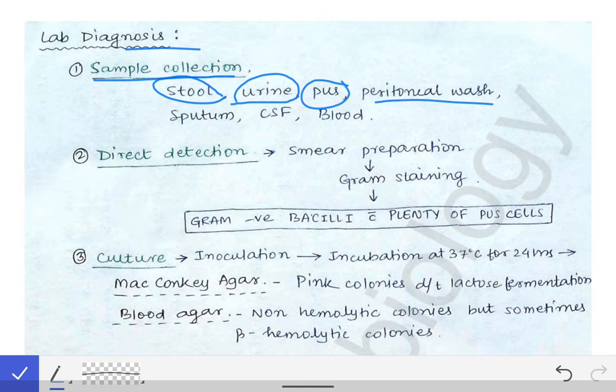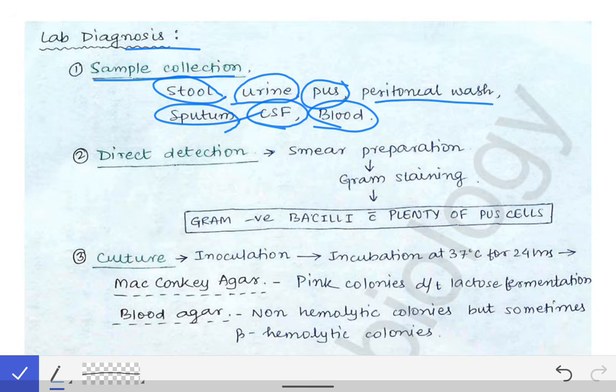Then peritoneal fluid can be collected as a specimen whenever there is suspicion of peritonitis by E. coli. Then sputum can be collected whenever there is ventilator associated pneumonia suspected to be caused by E. coli. Then we can collect CSF whenever we suspect that meningitis is caused by E. coli. Then we can collect blood whenever we think that sepsis or septicemia is caused by E. coli.